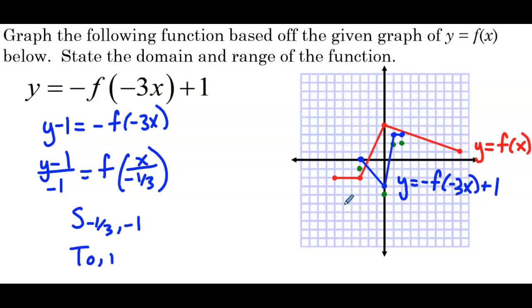The domain, okay, so from left to right, we're going from negative 3 to positive 2. And the range, going from bottom to top, we're going from negative 3 to positive 3.